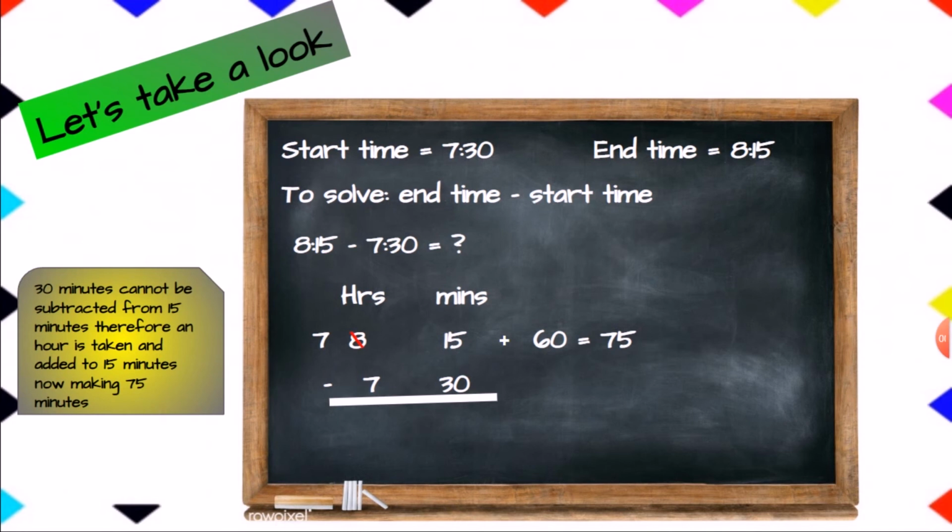So, do you think we can take 30 minutes away from 75 minutes? Yes, we can. When we take 30 minutes from 75 minutes, we are left with 45 minutes. So I will take that 45 minutes and I will put it below the minutes column. Now I'm going to go over to the hours column and I'm going to take away 7 from 7. I'm left with 0. So the solution to our problem is that the celebration lasted for 45 minutes.